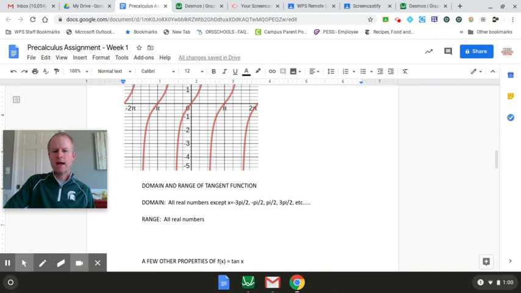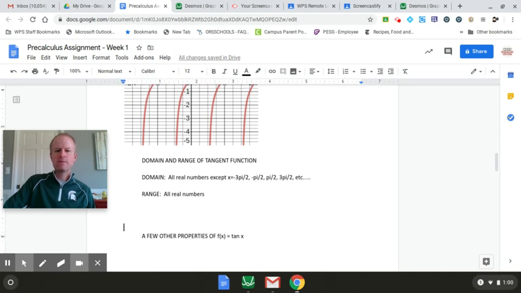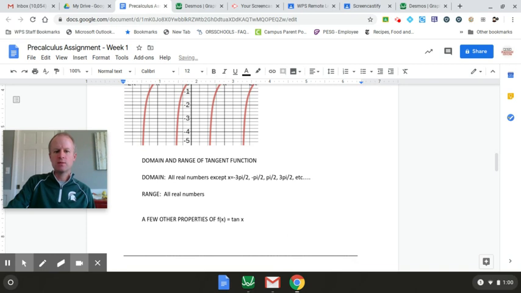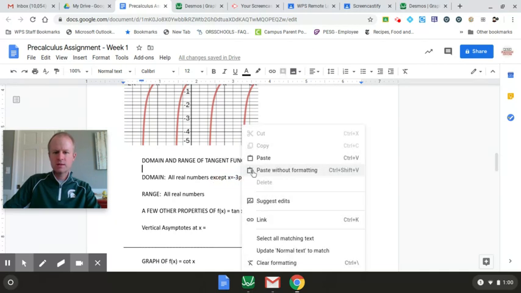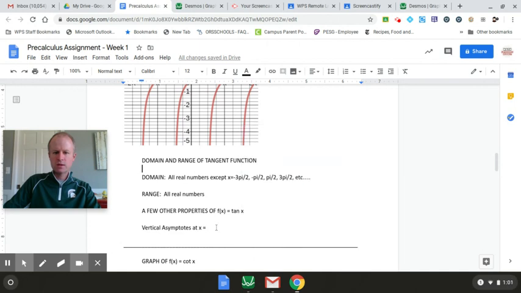So you're going to do the exact same thing. Oh, actually, I forgot one other thing. After you type domain and range, you're going to type in a few other properties of tangent. So one of the things I noticed about tangent is it has vertical asymptotes at x equals, and so it's all these values. So I'm going to highlight that, and I'm just going to say it's all those values that we just saw.